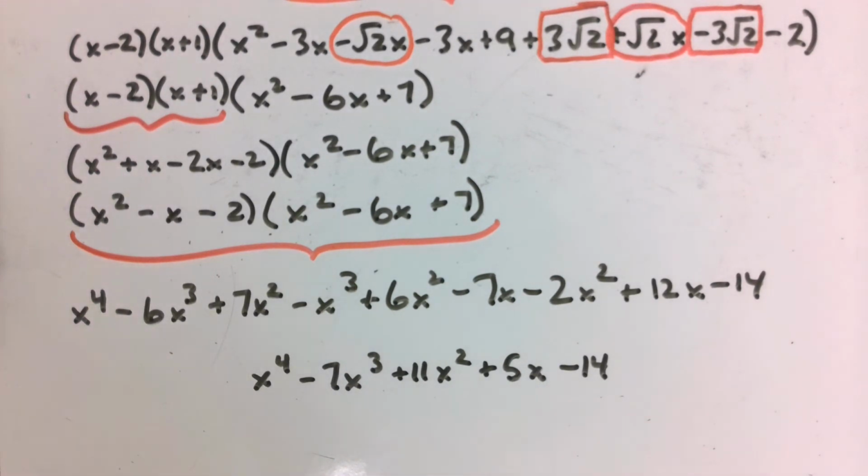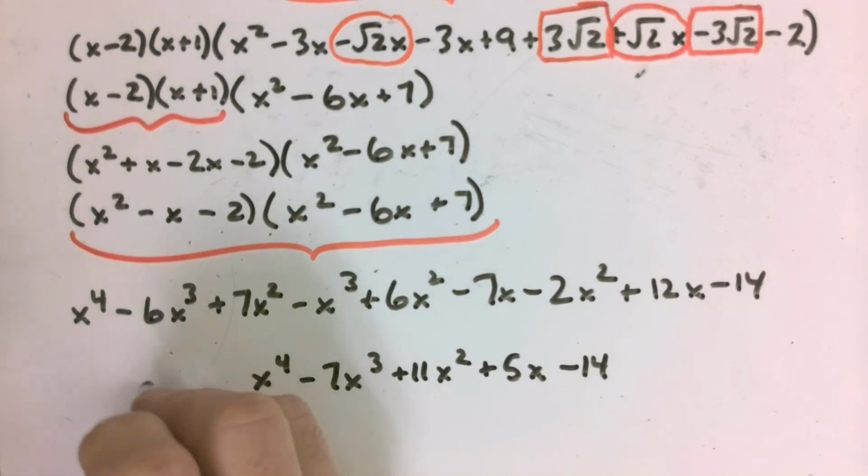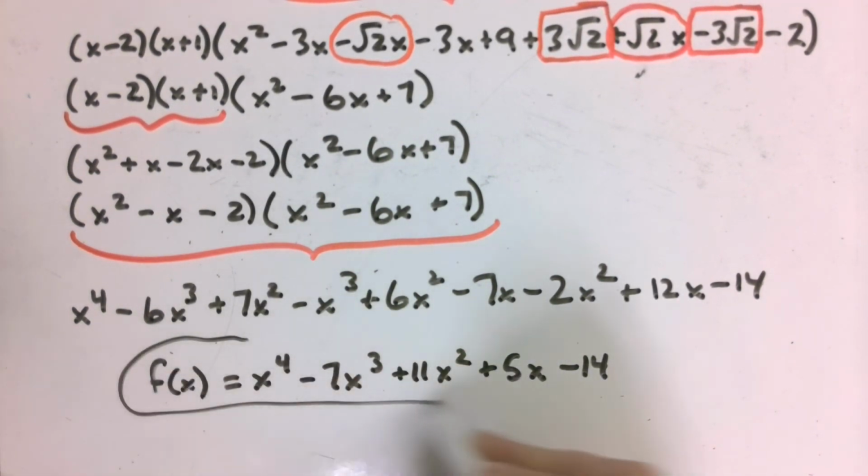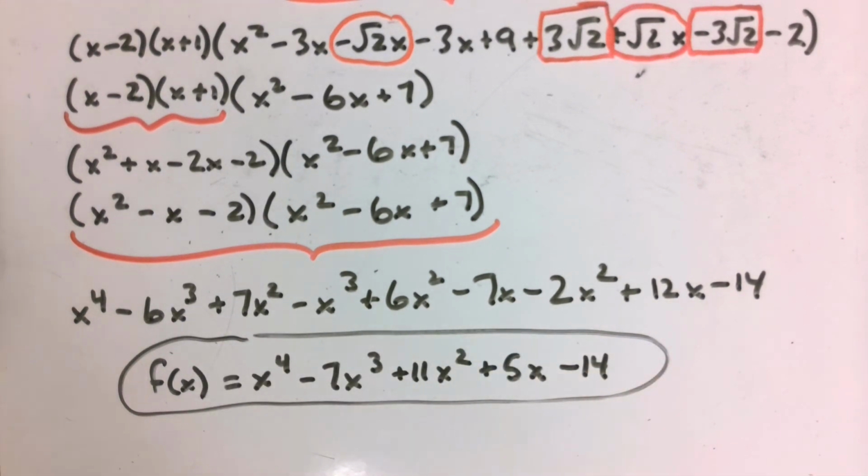We were supposed to come up with a polynomial of least degree with real coefficients in standard form that have the given zeros. Now that we've multiplied all of this out, we put a little f of x equals in front of that, and we now have a polynomial that fits the description that they asked us to do in the book.